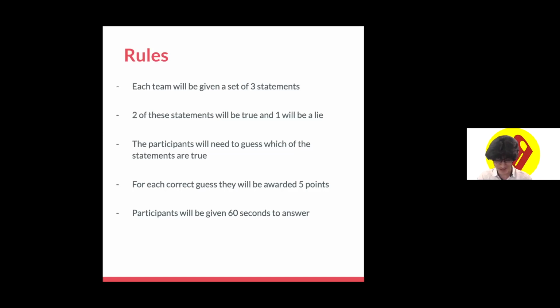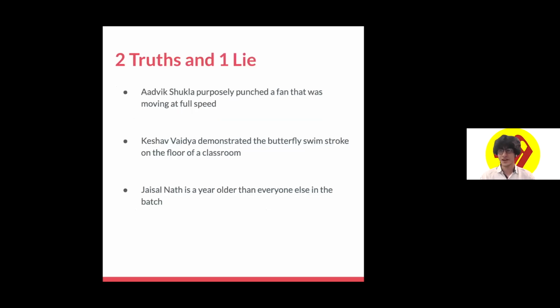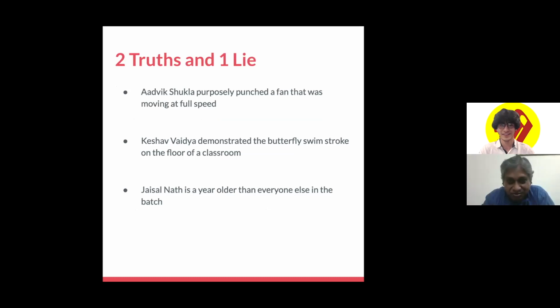So our first question is for Team The Lightning. Which of these is true and which of these is a lie? Advik Shukla purposely punched a fan that was moving at full speed. Keshav Vaidya demonstrated the butterfly swim stroke on the floor of the classroom, or Jaisal Nath is a year older than everyone else in the batch.